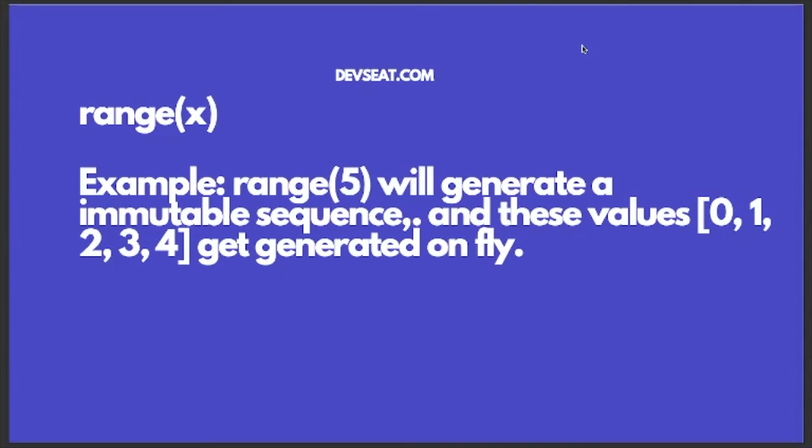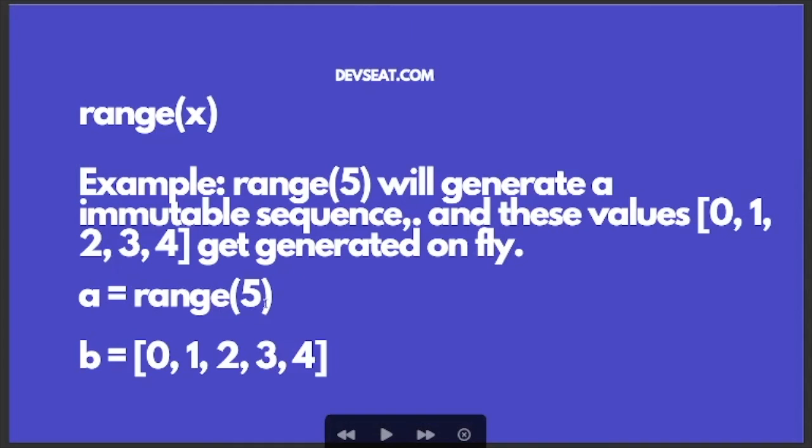Now take this example. A equal to range of 5 and B equal to 0, 1, 2, 3, 4. So A is a range whereas B is a list. In case of A, elements from 0 to 5 minus 1 get created on the fly. In case of B, elements will be created all at once. A is an immutable sequence. B is a mutable sequence, because A is a range whereas B is a list.